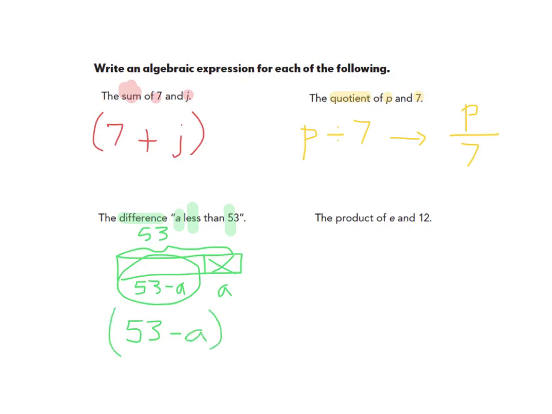Last one, product of e and 12. A lot of different ways you can show this. We've been doing a lot of this, but the best way to write a product is to write 12 times e without anything in between it. That means 12 times e. It's just the number next to the variable. We call that 12 a coefficient.